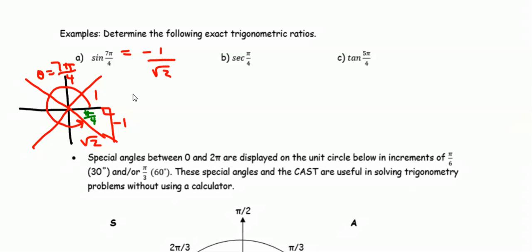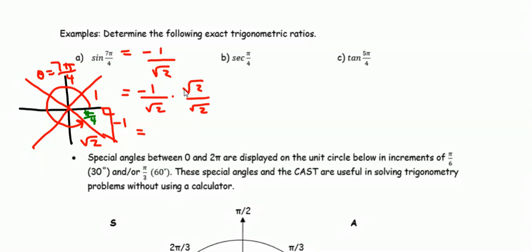Now, we don't leave a radical in the bottom. We engage in this process called rationalizing the denominator. So if there's a radical down there, we're going to multiply by the radical equivalent of 1. And in this case, we're going to use root 2 because that's what's at the bottom. So root 2 over root 2 is 1.